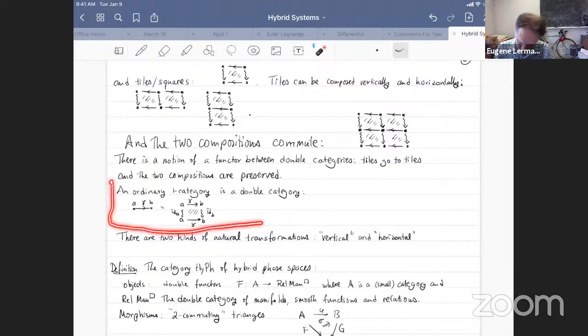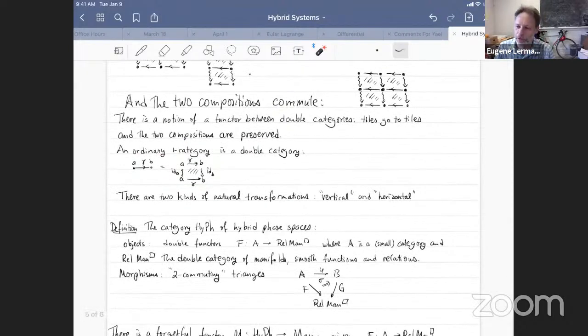My notes say any ordinary category can be made into a double category, where you can think of an arrow between two objects as a very, very thin tile. Or if you like, you can decorate vertical arrows with all identity maps. You can do them this way, right? You could just take commuting squares like this.